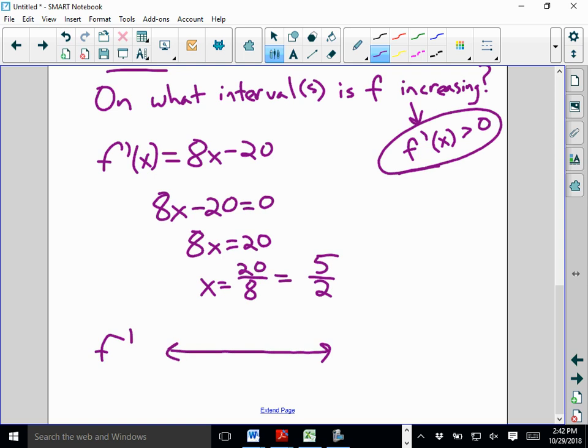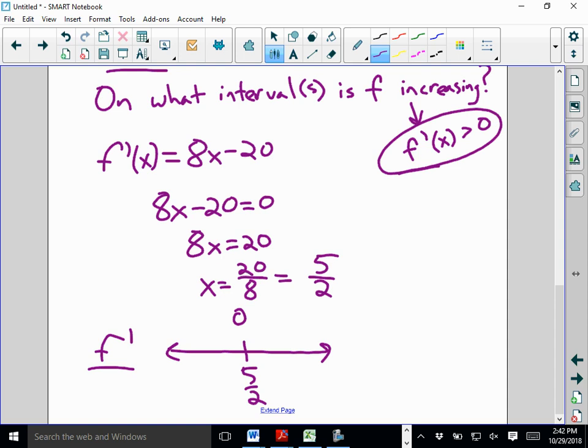X equals 5 halves. So what I want to do is make an f prime number line here to test this thing. Again, I need to label my number line f prime. Don't just do a number line with 5 halves and 0 on there. Okay? Because as we get farther and farther here, we may have multiple different number lines going. And to keep them all straight, we need to be very accurate in our labeling. Okay. The next thing I want to do is test values to the left of 5 halves and to the right of 5 halves to figure out the sign of f prime in those two different regions.